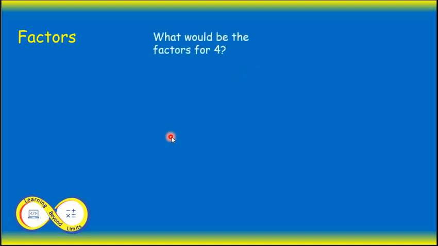Let's start by looking at this question. What would be the factor for 4, or factors for 4, since 4 has more than one factor? Let's use some cubes to help. 4 cubes to represent the number 4. Well, the question we want to ask is how many different ways can we group 4?